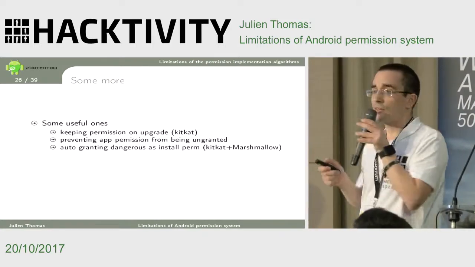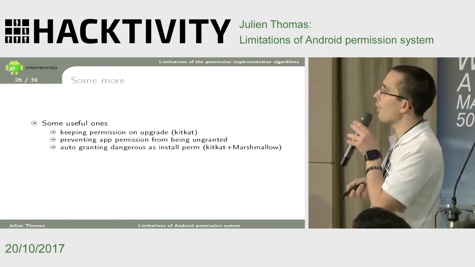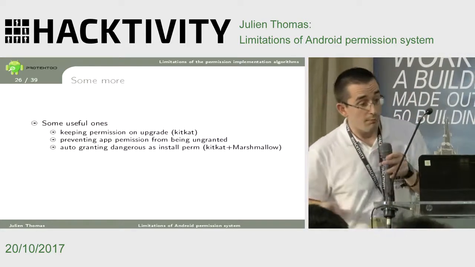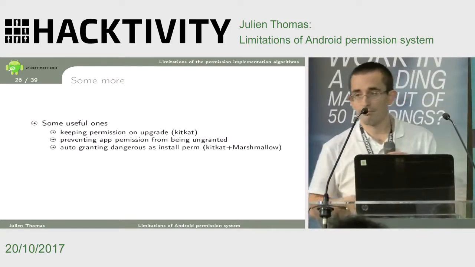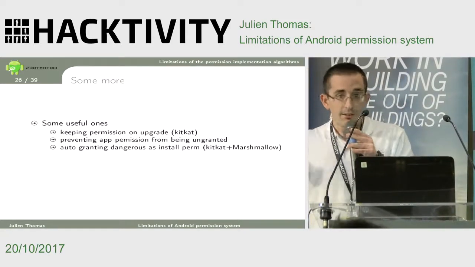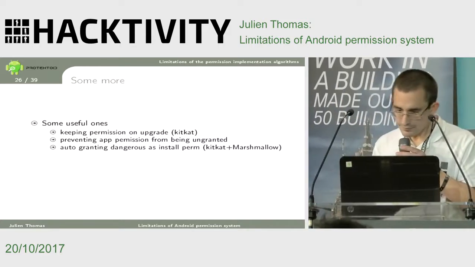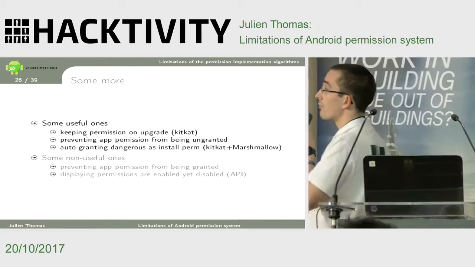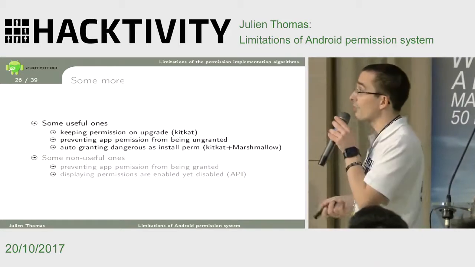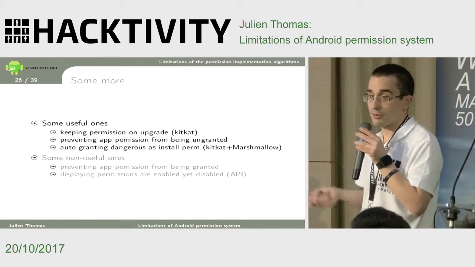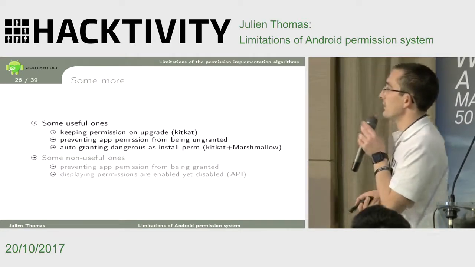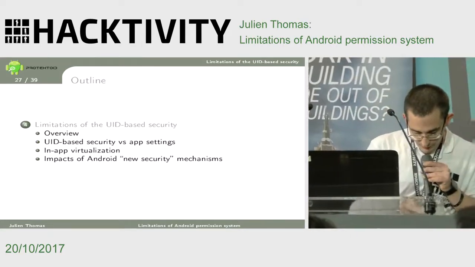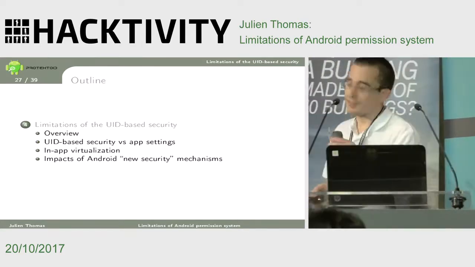Okay, so I will not go into details of others because you can do quite a lot of things: how you can keep permission on upgrade, how can you prevent permission from being ungranted? I mean, the user says ungrant, he thinks it's ungranted but it's still there. You have quite a few things like that you can do, and you can also do very useless ones, such as how can you prevent someone from granting you permission? I mean, you can do that. So that's quite interesting. I will just take the time, 10 minutes, that'll be fine.